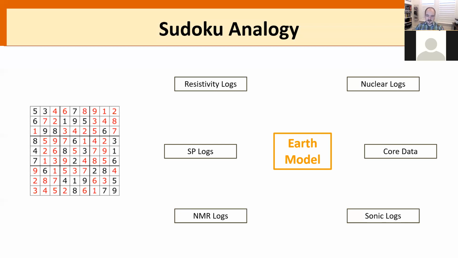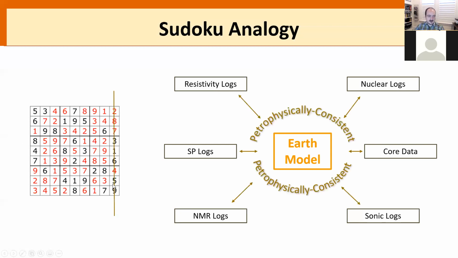You try to figure that out because the formation evaluation is going to be a lot better if you have a solid Earth model. There are certain rules you need to follow so that the Earth model is solid. In Sudoku, the numbers cannot be repeated in a line, in a horizontal line, or in each of the boxes. For us, it's all the petrophysically consistent rules that we have. That means all measurements are going to honor the model that connects them among each other.